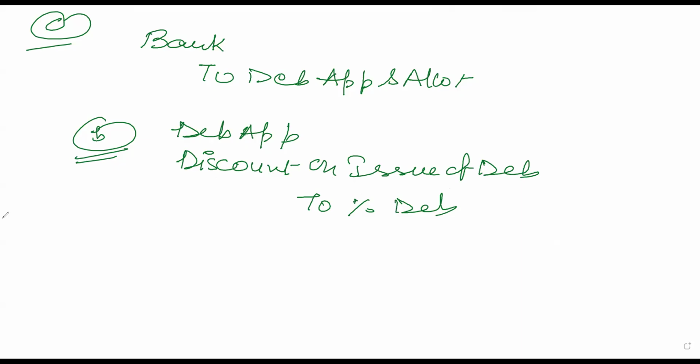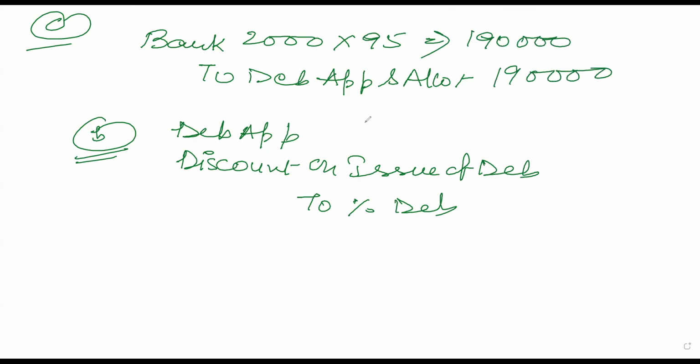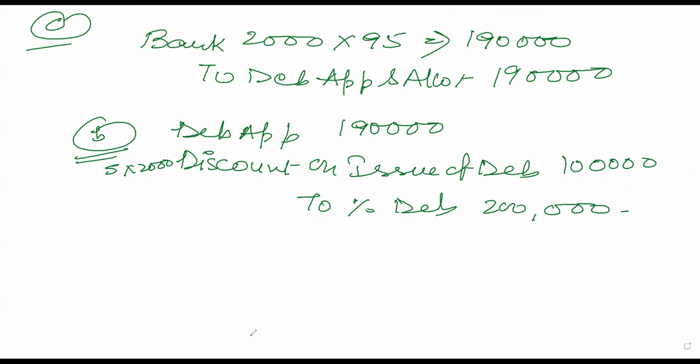Here 2000 debentures are issued at 5% discount. So 2000 multiplied by 95, as it is a 5% discount, will be 1,90,000. And here again 1,90,000. What is the discount? 5% is the discount. So 5 multiplied by 2000 will be 10,000. And in percentage debentures, we are going to write 2 lakh. That's it. Okay, clear? Tell me if you have any doubt.